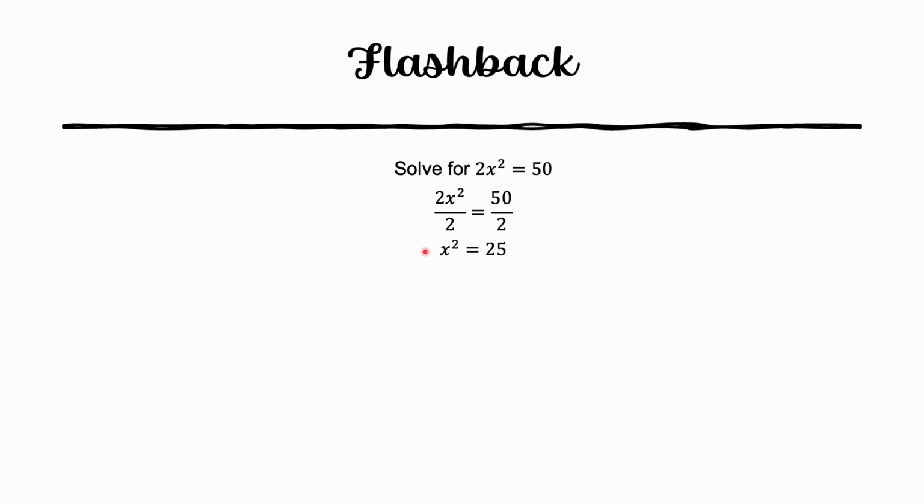Now, square rooting both sides, we get x equals plus or minus the root of 25, which gives us x equals plus or minus 5, because negative 5 squared gives us 25, and 5 squared gives us 25. All right, cool. See, not a bad flashback.